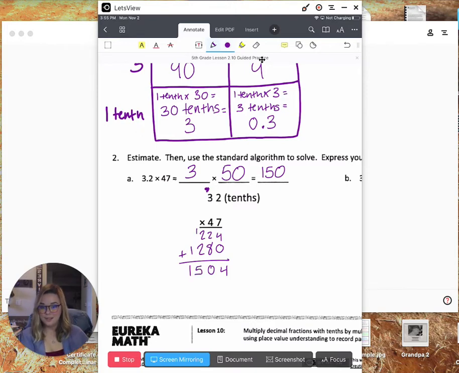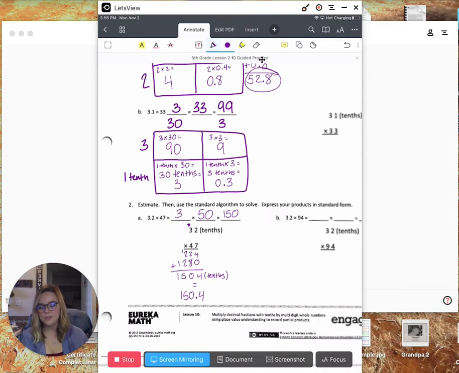So we're not done, right? 1,504 is not our final answer, because this is 1,504 tenths, which is going to be equal to 150 and 4/10. Another way that we can think about this is if we were to write those numbers, 1504, in a place value chart with 4 ending in the tenths place, we would be writing 150 and 4/10. So that's another way to think about it.